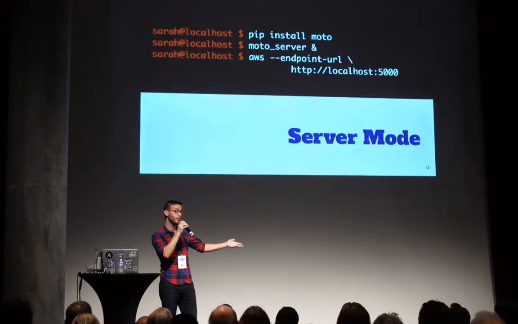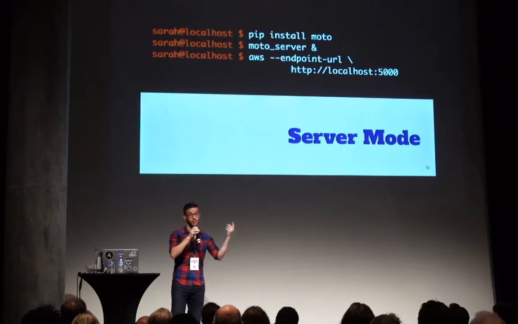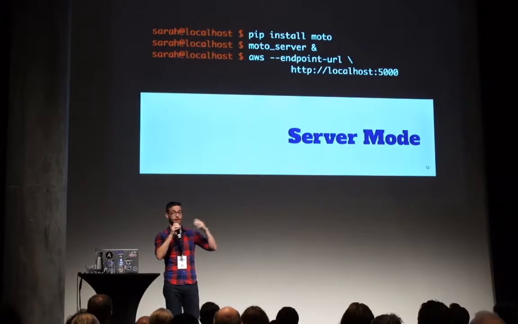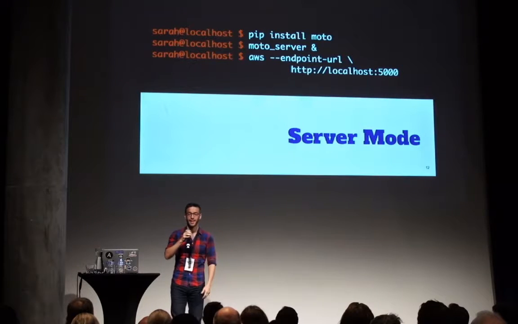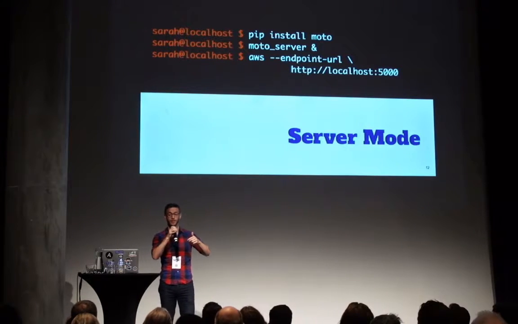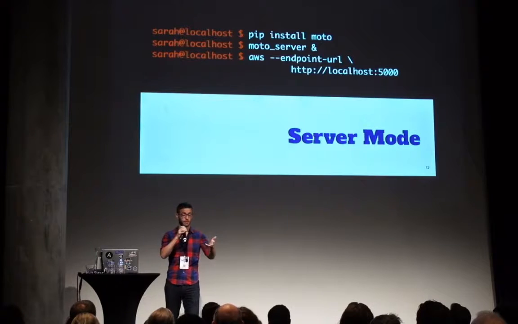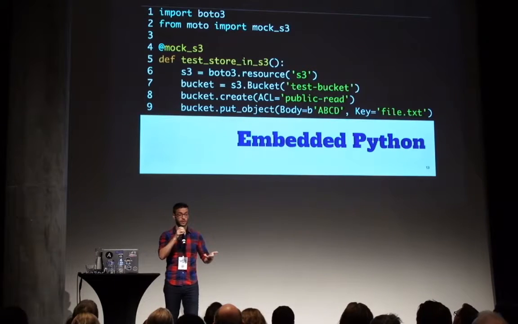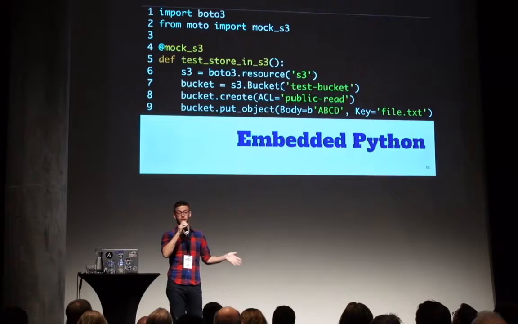You do pip install Moto, or if you want to ruin the conference Wi-Fi, you can get a Docker image that is the entire Moto server. And it runs in two modes. You can either embed it in your Python code, if you write Python, or it runs as a standalone server where any client at all can connect to it.